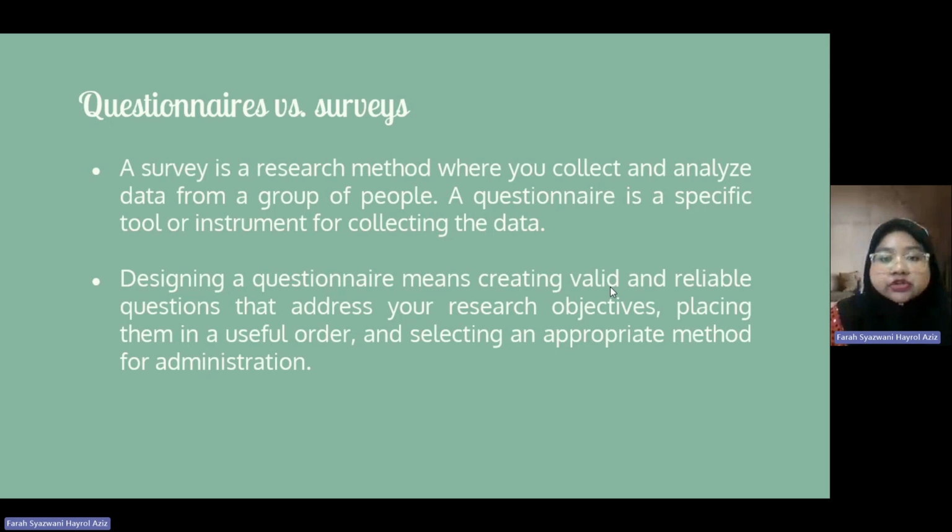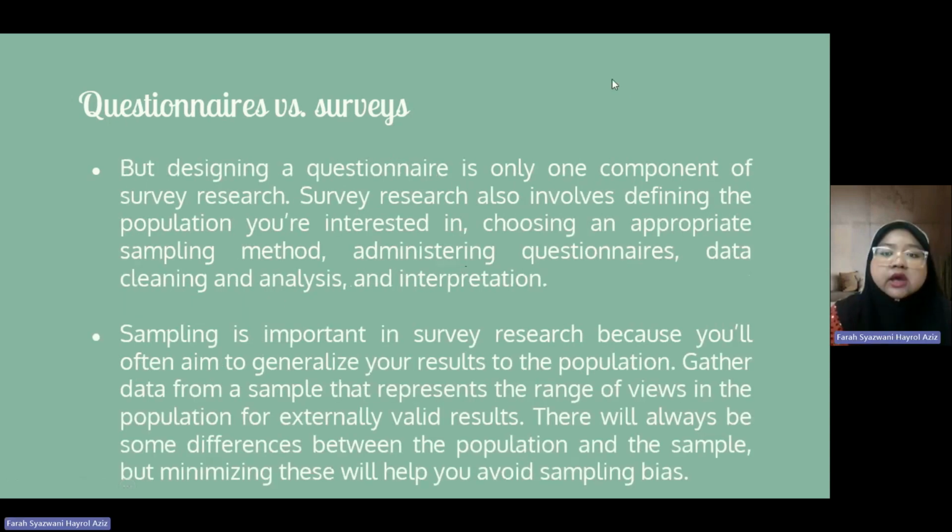So designing a questionnaire means creating valid and reliable questions that address your research objective, placing them in a useful order, and selecting an appropriate method for administration. But designing a questionnaire is only one component of survey research. Survey research also involves defining the population you are interested in, choosing an appropriate sampling method, administering questionnaires, data cleaning and analysis, and afterwards interpretation.